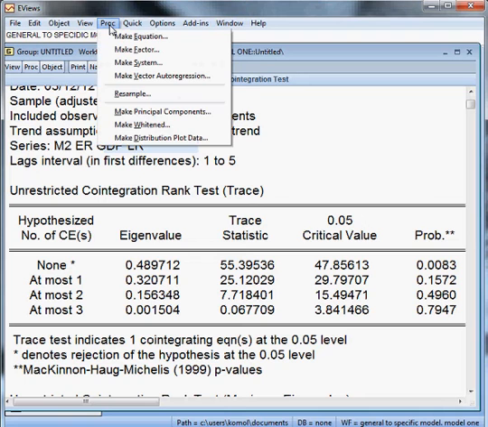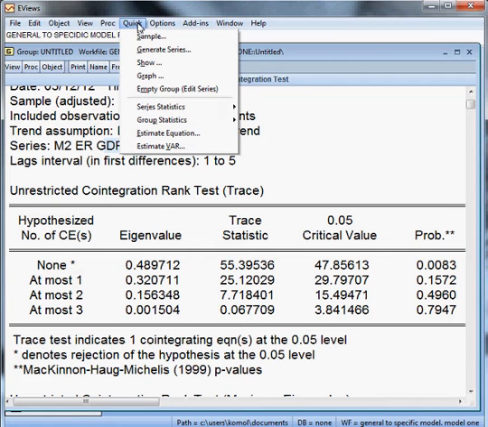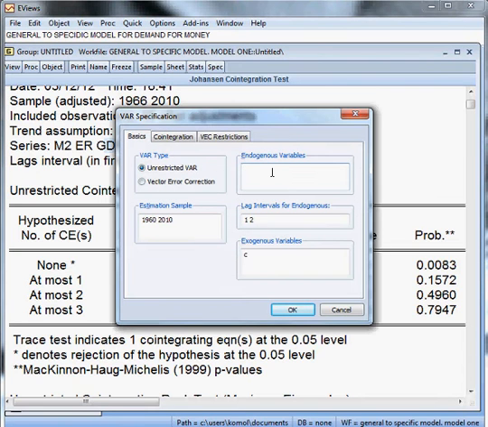So I click proc, I click quick, estimate VAR, and here I put all my variables as endogenous: M2, exchange rate, GDP and LR. And here I choose the 5 lags because 5 lags is the optimal, right? 5 lags is the optimal lag for this system equation, and that is why I have chosen 5 lags.